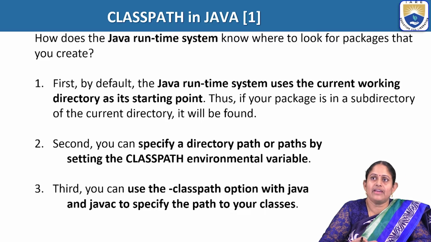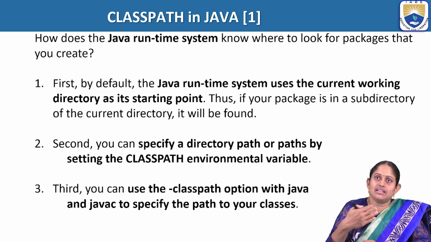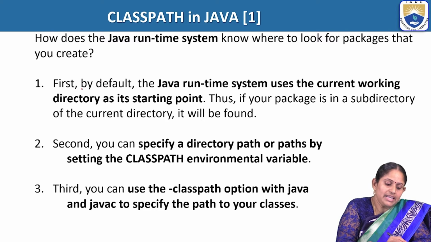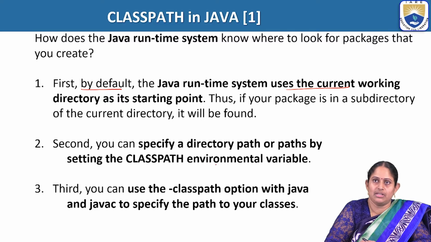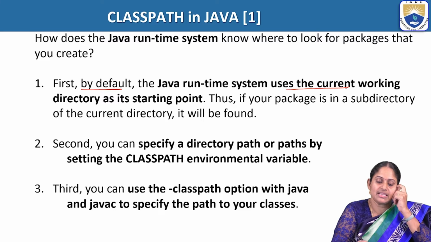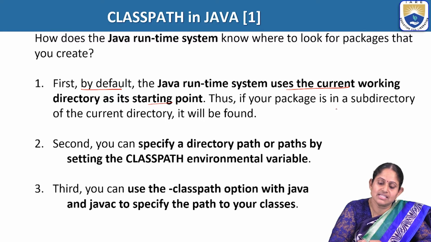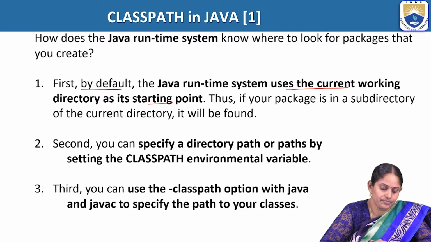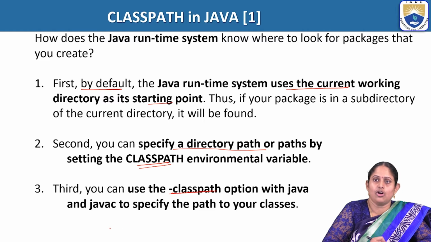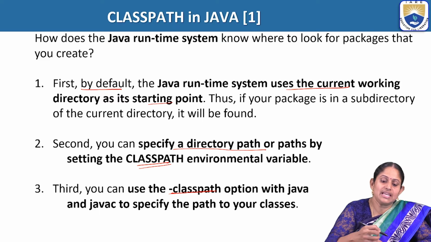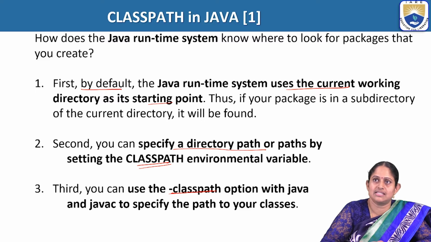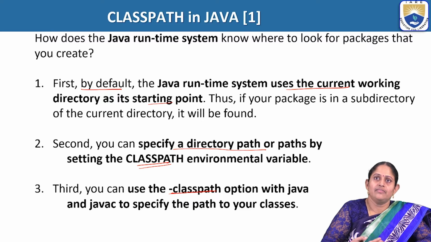How will Java determine where these packages are stored? Where should the Java runtime look for the packages? By default, it will look in the current working directory as the starting point. There are three ways by which it can determine the class path. First it will check the current working directory as its starting point. If your package is in a subdirectory of the current directory, then it will be found. Or you can specify a directory path or paths by using the CLASSPATH environment variable, or you can use the -classpath option with java and javac to specify the path of your class. So to indicate where our class or package is residing, we make use of the class path.